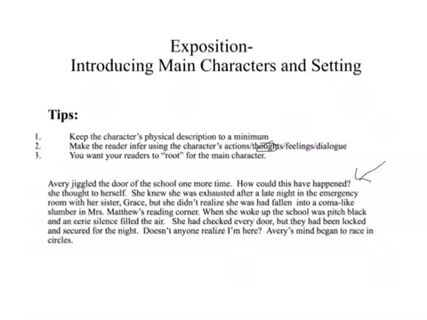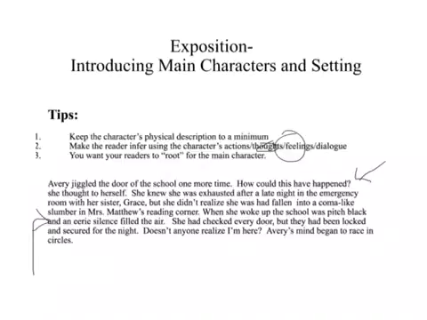When she woke up, the school was pitch black and an eerie silence filled the air. So right here where they're saying an eerie silence filled the air, I can infer that she's feeling really scared, frightened. She doesn't know what's happening. So the author didn't have to tell me she felt frightened at that moment. We could infer that by the author just saying there was an eerie silence that filled the air.